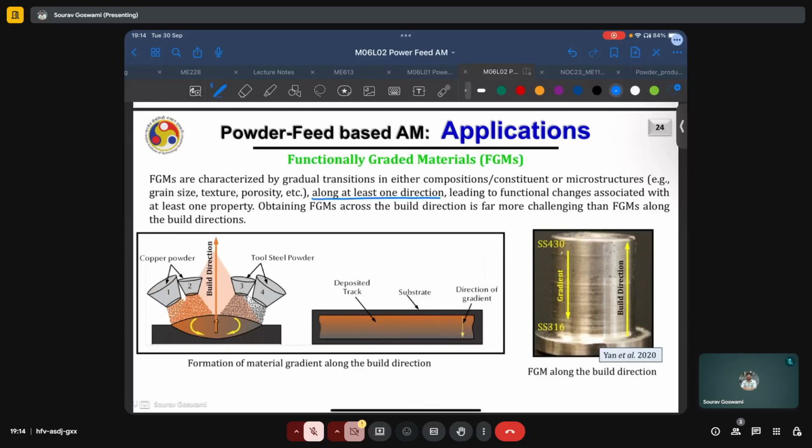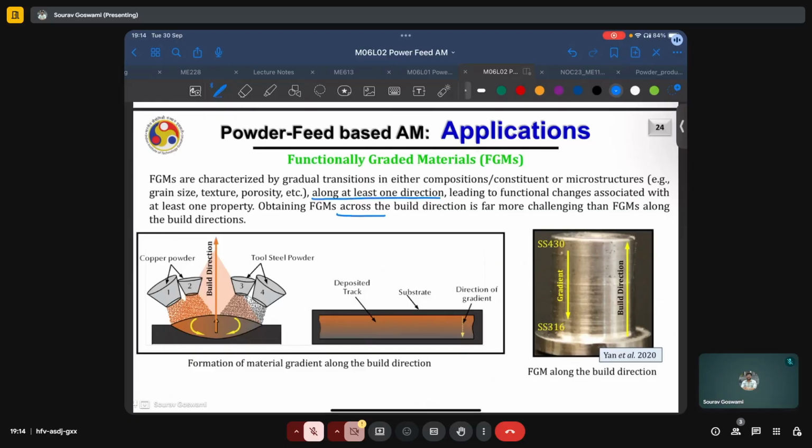And as we saw before, obtaining such FGMs across the build direction is far more challenging than obtaining FGMs along the build direction. The reason is because across the build direction, or in a build plane, we may not always have sufficient time to change the deposition parameters or to change the material of deposition or to ensure that the variation is controlled. Say if you want to have a composition variation, we need to ensure that there is proper mixing of the powders on the fly.